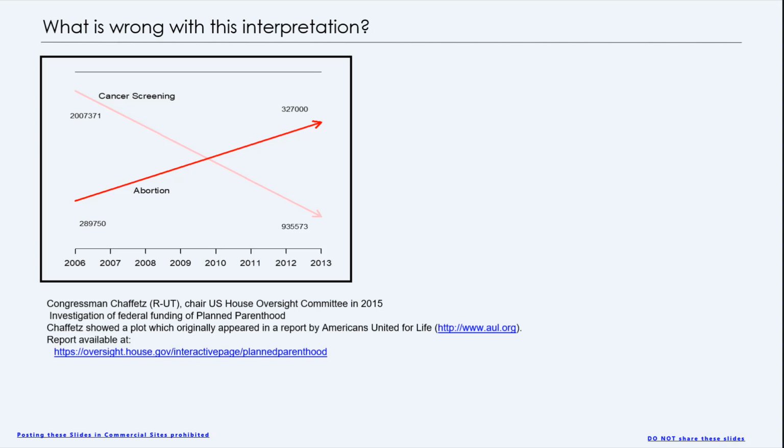So if you look at another question like this, what's wrong with this interpretation? Because it looks like the abortions have gone up fairly high while the cancer screenings are going down. But if you pay attention to the scaling of this graph, you can see that percentage-wise, the cancer screenings have gone down, but as a percentage, abortions have gone up. But look at what the percentage of up is. So you can make a decision not just by looking at the data, but also by paying attention to these numbers.